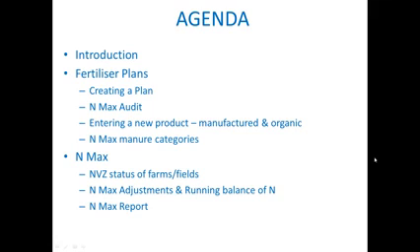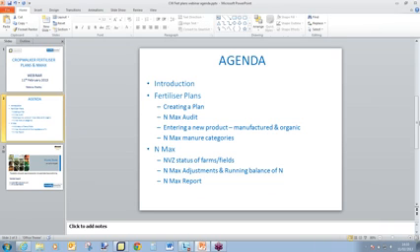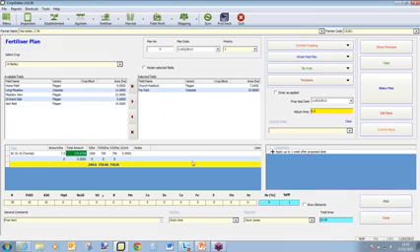If I just skip back to the agenda, I've just covered there creating a fertiliser plan and the NMAX audit system that goes through. Now I'm going to look with you at how to enter a new product, that's a fertiliser product and a manure product. And when doing this, I'll look at how this synchronises with the RB209 information, and then look at the NMAX manure categories. Okay, so if I just go back into CropWalker, and back into this fertiliser plan screen.